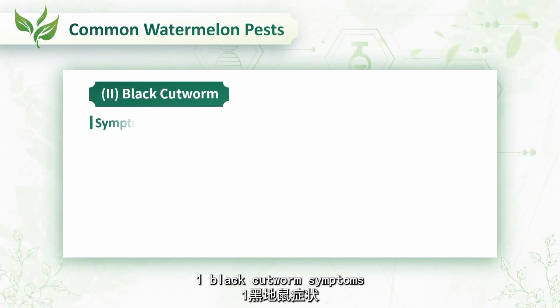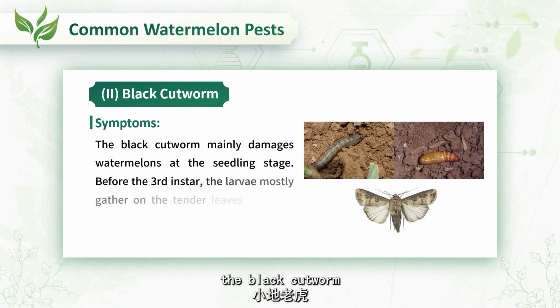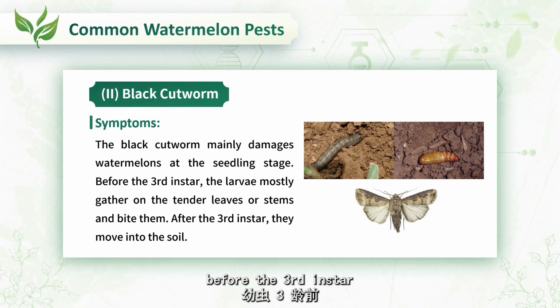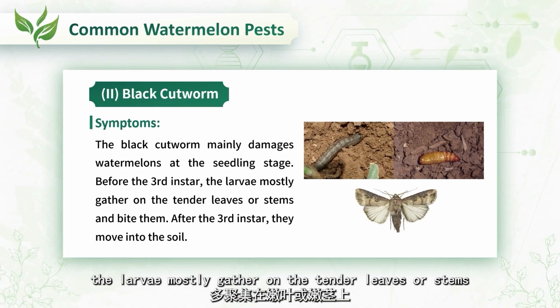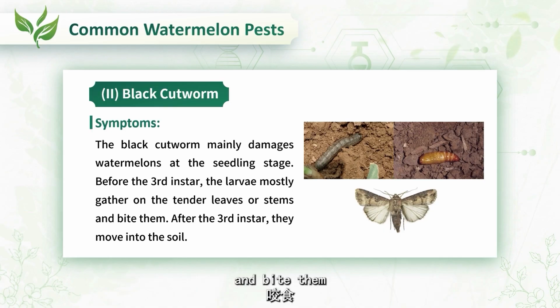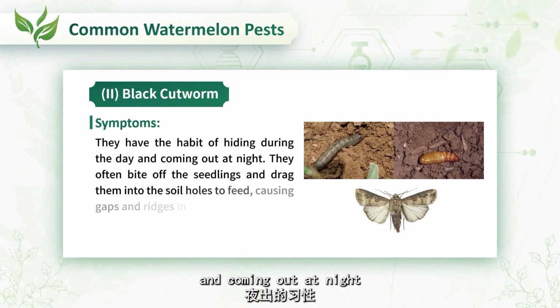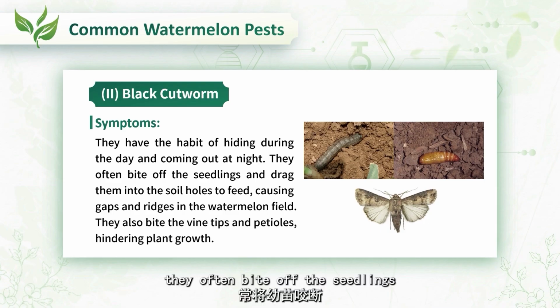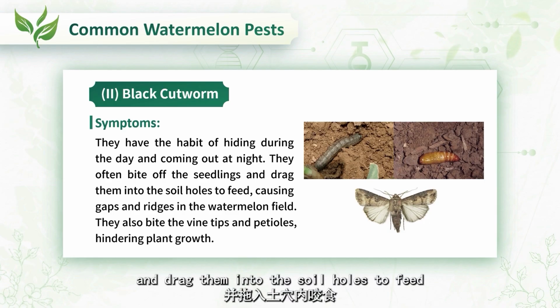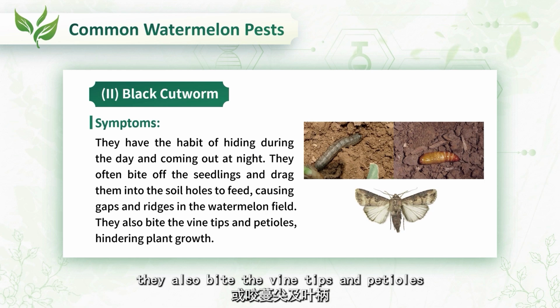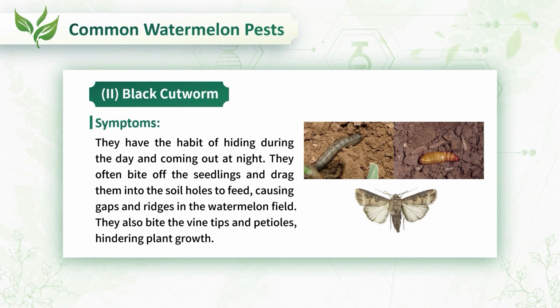2. Black cutworm. Symptoms: the black cutworm mainly damages watermelons at the seedling stage, before the 3rd instar. The larvae mostly gather on the tender leaves or stems and bite them. After the 3rd instar, they move into the soil. They have the habit of hiding during the day and coming out at night. They often bite off the seedlings and drag them into the soil holes to feed, causing gaps and ridges in the watermelon field. They also bite the vine tips and petioles, hindering plant growth.